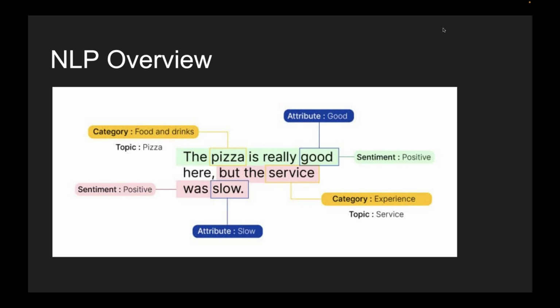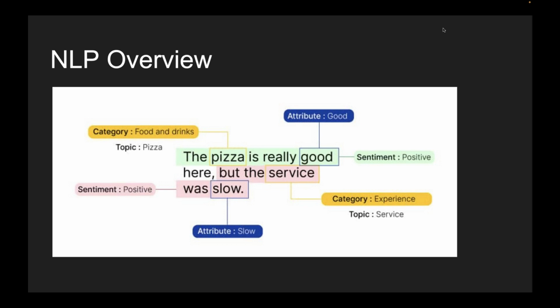This image has a lot going on, but if we break it down, what we're trying to do is say, for a sentence like "the pizza is really good here, but the service was slow," what can we use NLP for to do some extraction? Some of the things that come in are topics. People might refer to this as topic modeling, where we look at different keywords and different contexts to say, what is this actually talking about? In this case, the subjects we're looking at are pizza and service. So you might be able to separate those out and say, this portion of the sentence is talking about pizza, and this one is talking about the service.